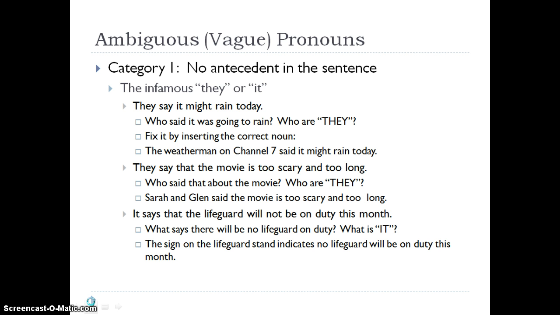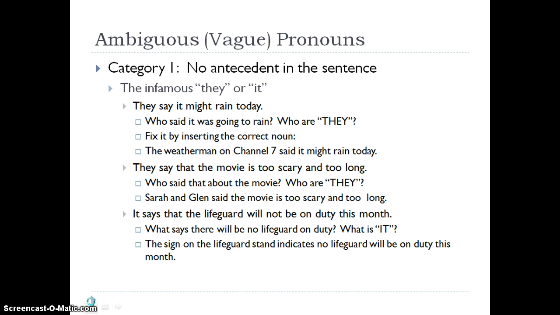They say it might rain today. Who said it was going to rain? Who are they? I fix it by inserting the correct noun or antecedent and just replacing the pronoun. The weatherman on Channel 7 said it might rain today.